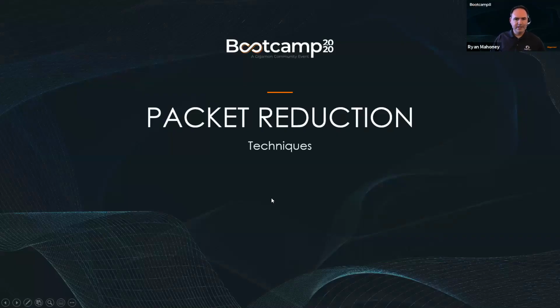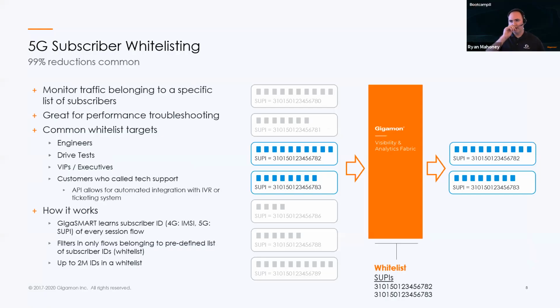Okay, so now let's get into some of the specific packet reduction techniques. So the first one on that list was subscriber whitelisting. And even though it says 5G here, this applies to 4G as well. So we have both 4G and 5G versions. Since I do most of my talking about 5G, I happen to have a 5G slide here at the ready.